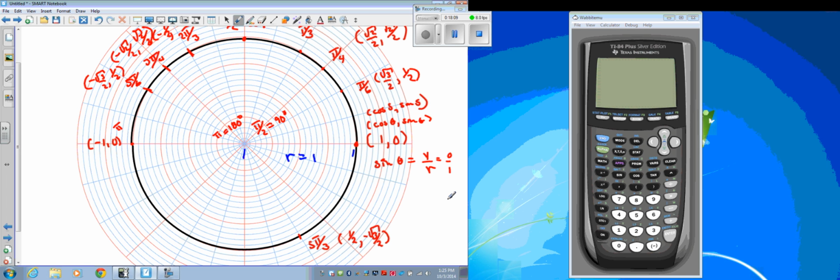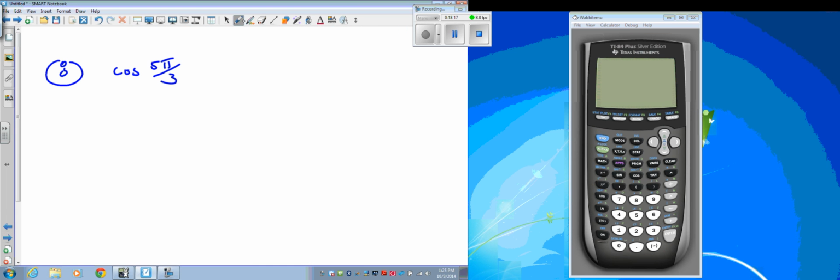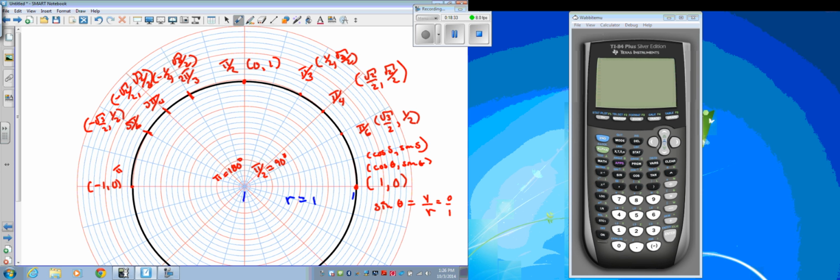Look at 12. It's saying the cotangent of 5 pi over 6. So let's go back and look. Where's 5 pi over 6? It's right there, right? 5 pi over 6 is right there. It's that arc length. Now what is the cotangent?